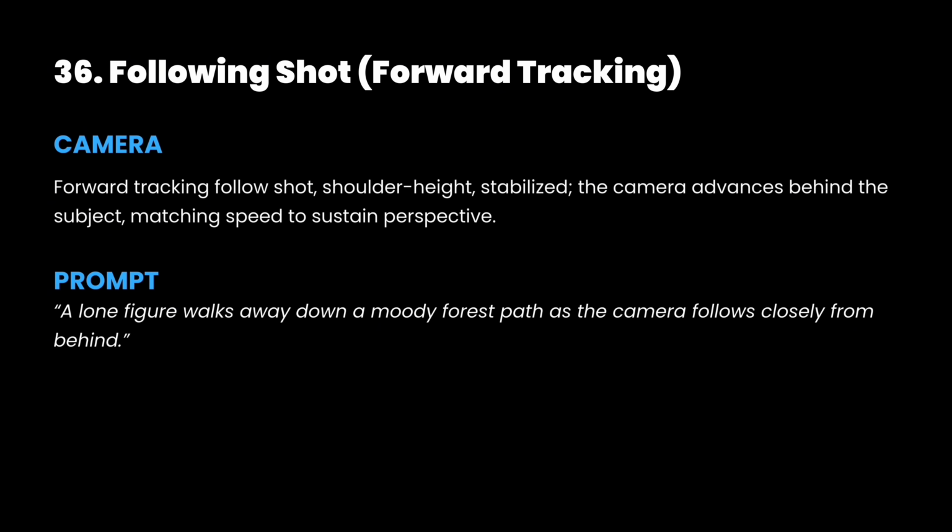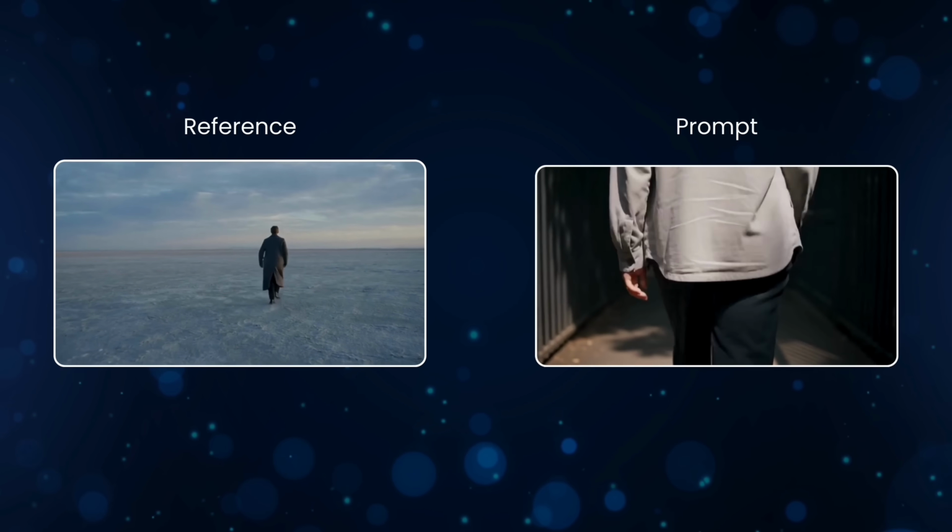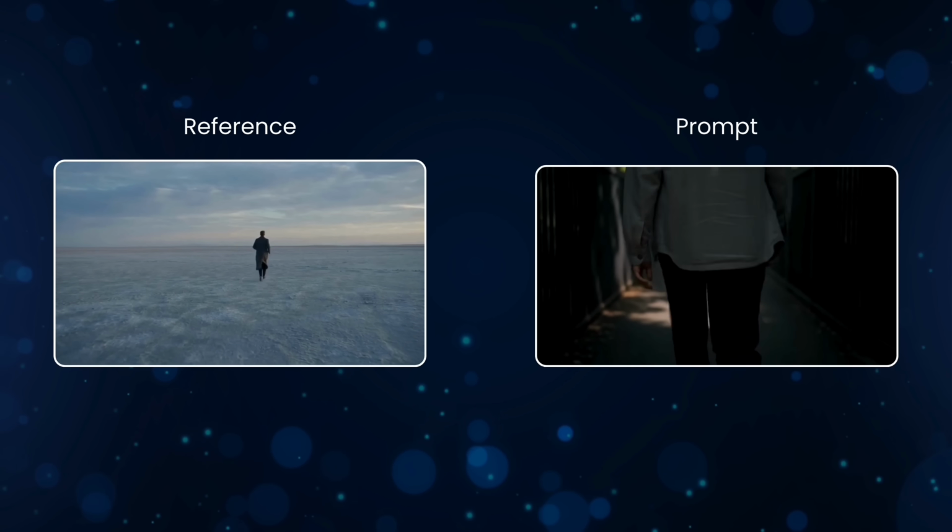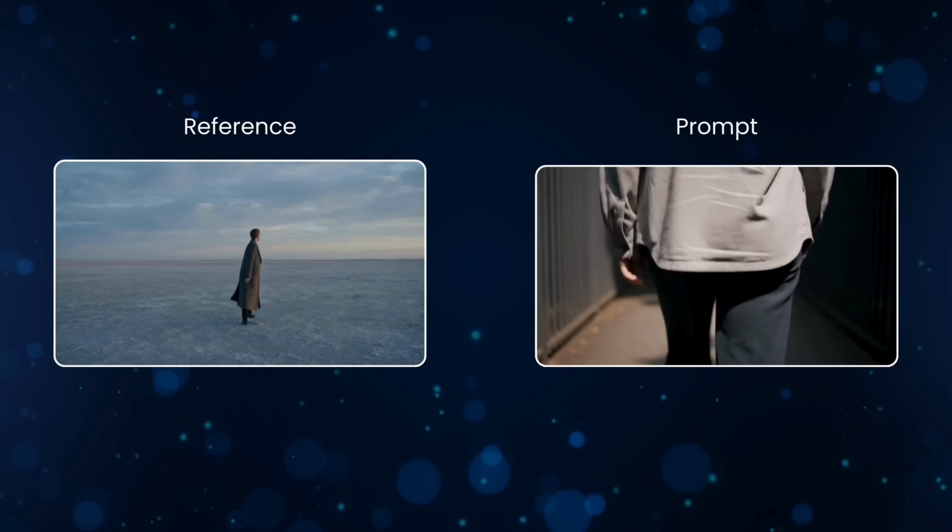Number 36. Following shot, forward tracking. This trailing angle positions the audience in pursuit, emphasizing journey and mystery. It works by preserving directionality and emotional distance.